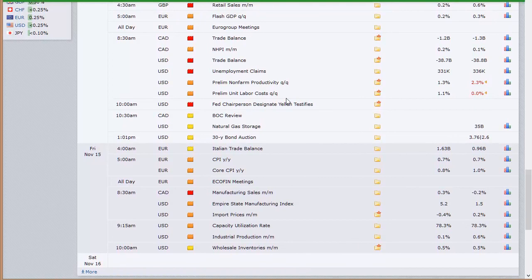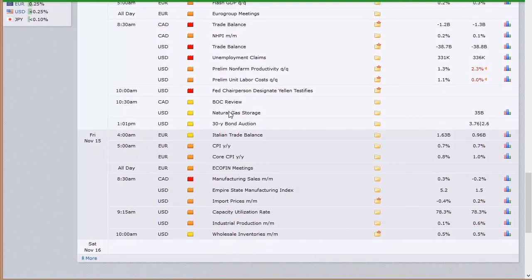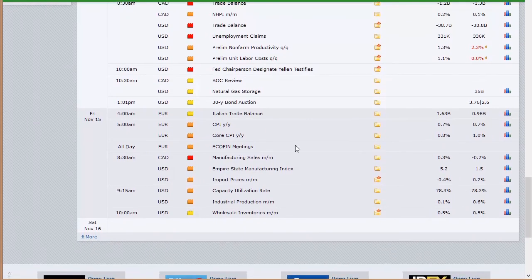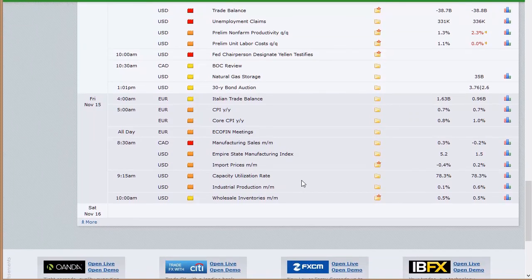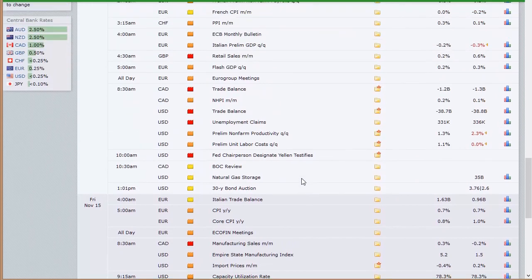The usual unemployment claims and non-farm productivity. We have testimony from the potential new Fed chairperson, which is Yellen, 10 a.m. Eastern time on Friday. Bank of Canada's review, natty gas, 30-year bond auction. Jump to the wee hours of Friday morning. Italian trade balance, CPI out of Europe, manufacturing sales out of Canada that morning, and we wrap up Friday with the Empire State Manufacturing Index, import and export prices, capacity utilization, industrial production, and wholesale inventories, all that out of the U.S. So again, trade balance is the big number that we'll be focused on.